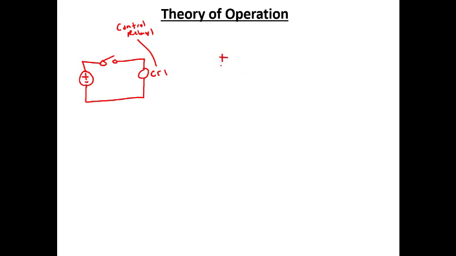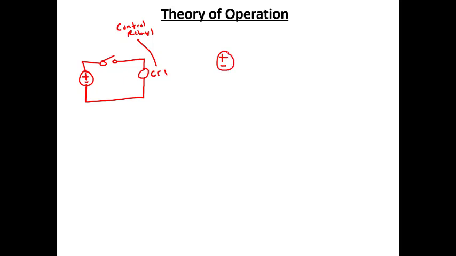All right, so let's look at an example here. Let's say that we have our battery and we have a switch, and then we have a relay coil. We're going to call this CR1. This CR1 is nomenclature that we use in industrial electricity. This means control relay 1.